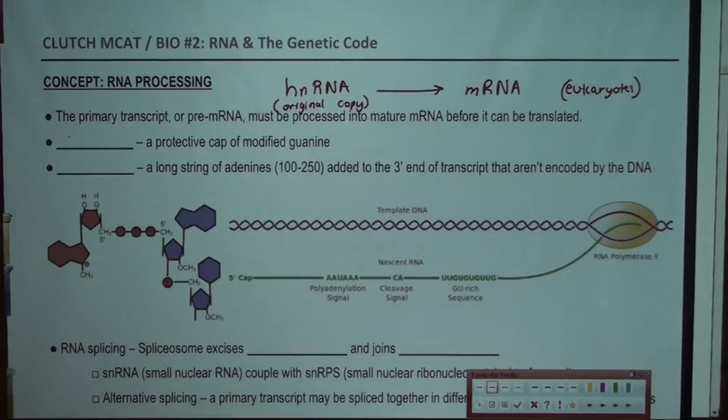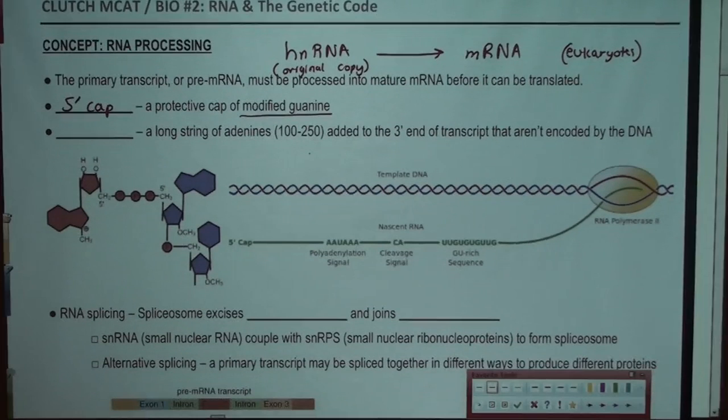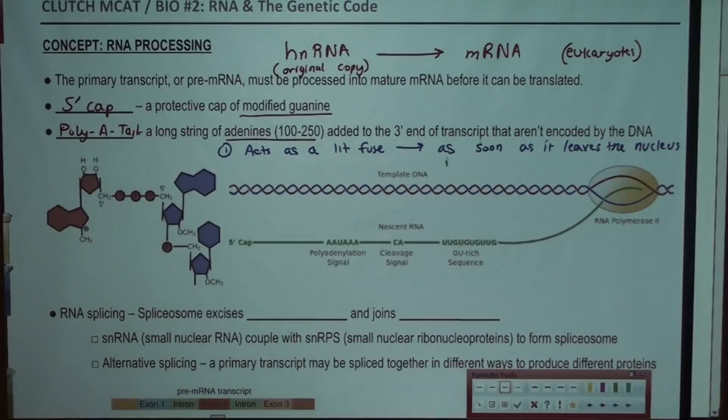All right, so here we're going to put a 5' cap on it, which is made up of a bunch of modified guanines. And then we have a long string of adenines, so that's the poly A tail. Now the poly A tail is important for 2 reasons. 1, it acts as a lit fuse. So as soon as it leaves the nucleus, it starts to break down. Why is this important? Because this leads to the second part.